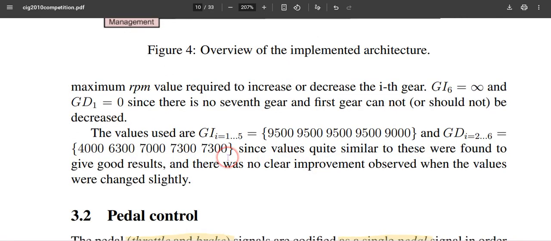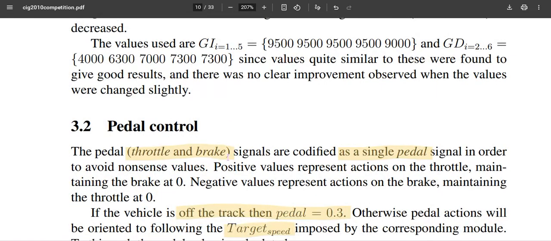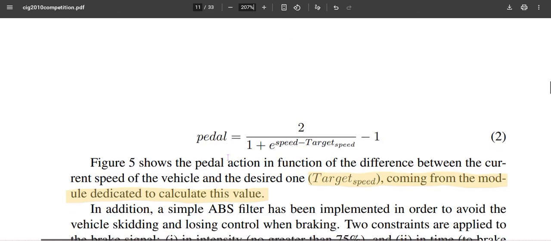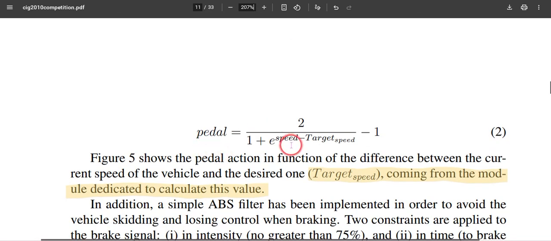Based on this, the gear will be shifted, and pedal control will be brake and throttle control, designed by these equations. How far the current speed deviates from the target speed will give you the pedal. If the speed is very low, then it will accelerate toward the target speed; based on this difference, there will be a pedal or brake according to this equation. How this target speed is computed will be given in a later module.